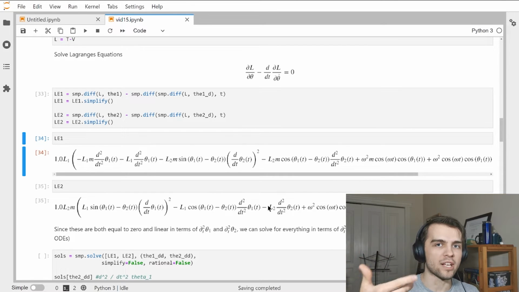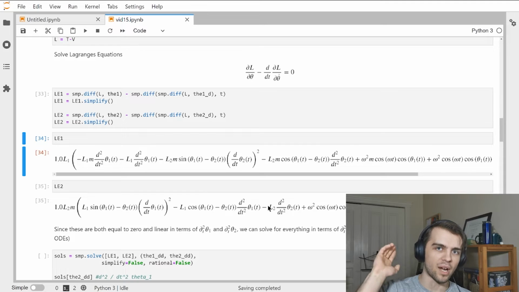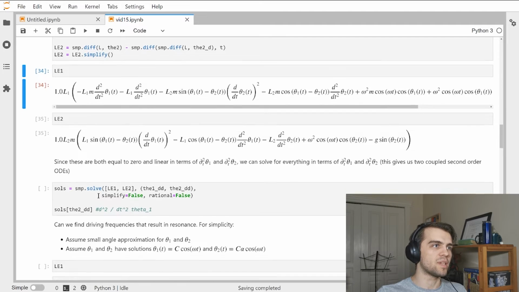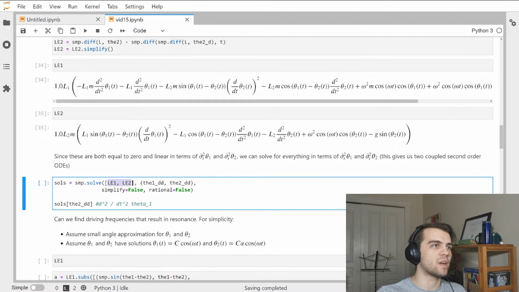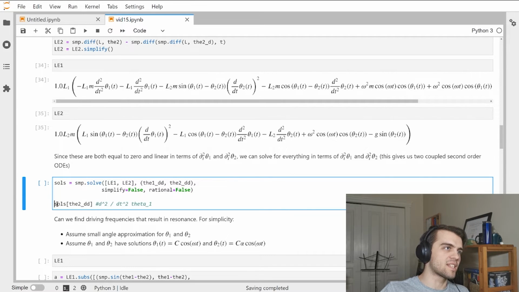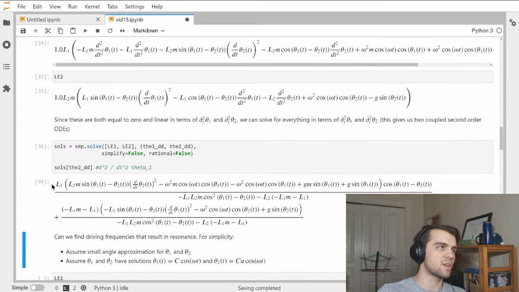And like the equations 4x plus 3y is 2 and 2x plus 9y is equal to 0, I have two linear equations. I can solve for the second derivative of theta 1 and the second derivative of theta 2. And then I can get two second order ODEs. And that's exactly what I do here. I say I want to solve LE1 and LE2 in terms of the two second derivatives. And it can do that because it always shows up as a linear factor of the two second derivatives. So I can get these solutions. And then, for example, this says I want to get the solution for the second derivative of theta 2, and it will print that. So this says that d squared dt squared of theta 2 is equal to this whole quantity here. And I have a second order ODE, and I can solve that on a computer.